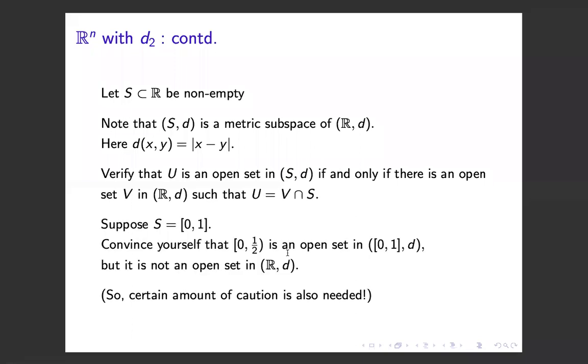But with some of these things, the subspace and what is open, you have to exercise some care. For example, take the unit interval in the real line. You can convince yourself that the interval [0, 1/2), which is closed at 0 and open at 1/2, is an open set in the smaller space, but it is not open in the bigger space. So when you talk about openness, some amount of caution is needed with such concepts.